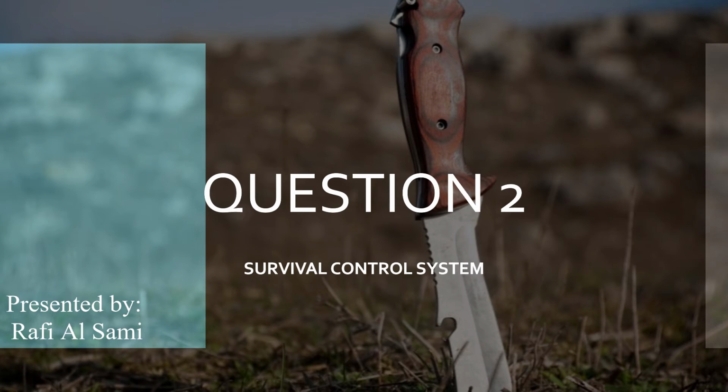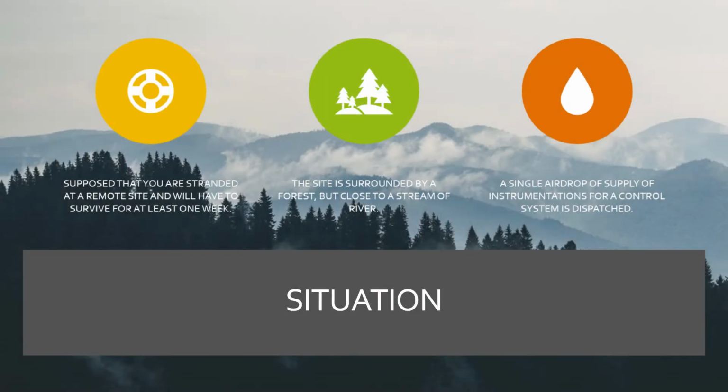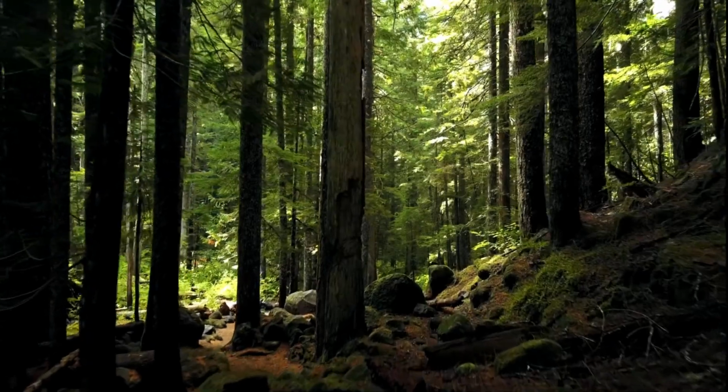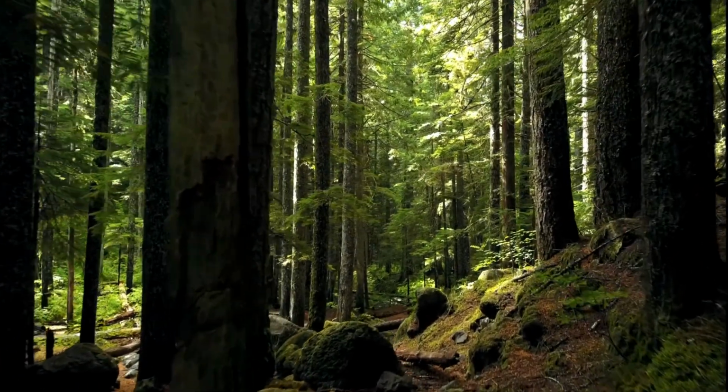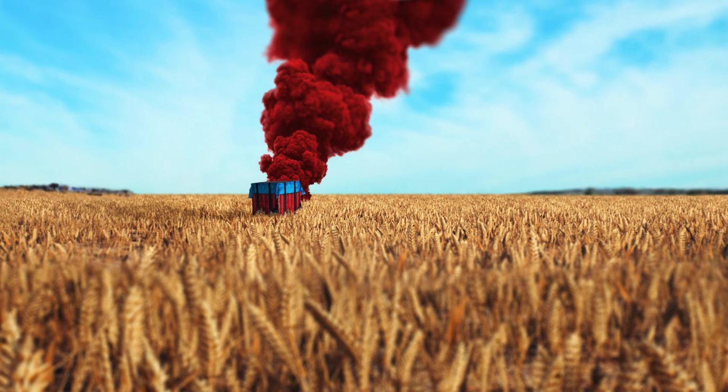Next, we move on to question 2 of the assignment, and the theme of this part is survival control system. We are provided with 3 scenarios. The first one goes: assume you are trapped at a remote location and need to survive for at least 1 week. The site is surrounded by forest but close to a stream or river. And the third situation we have is a single airdrop of supply of instruments for a control system is dispatched.